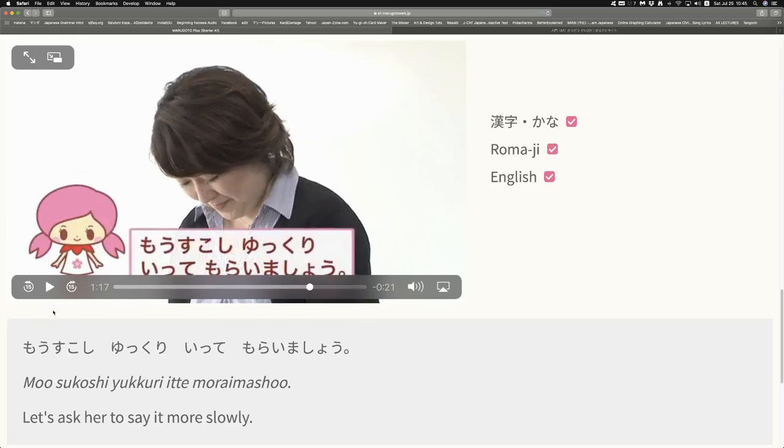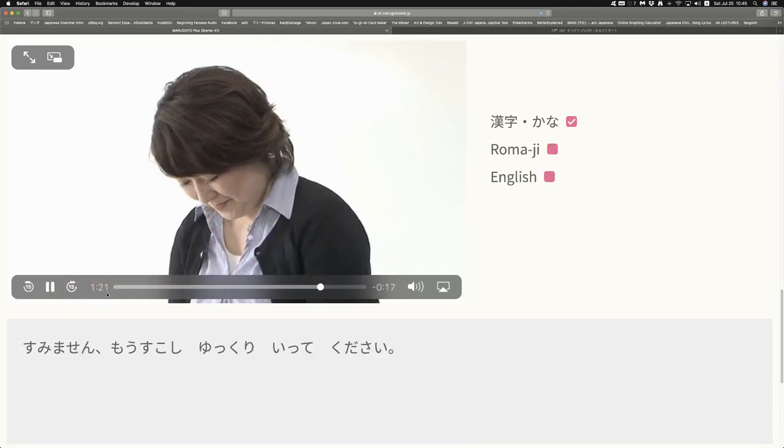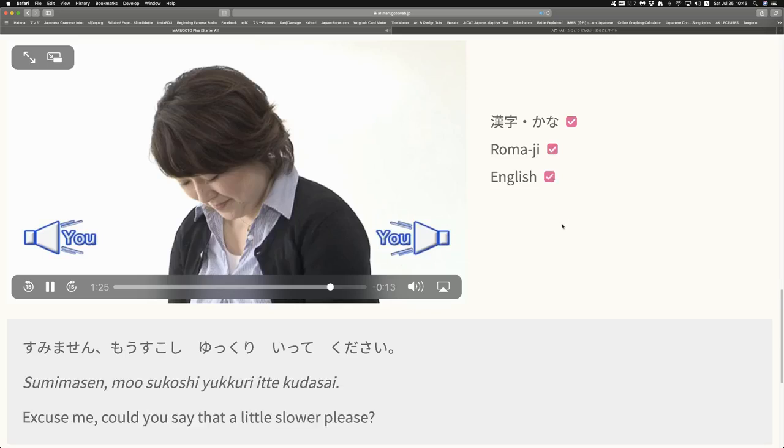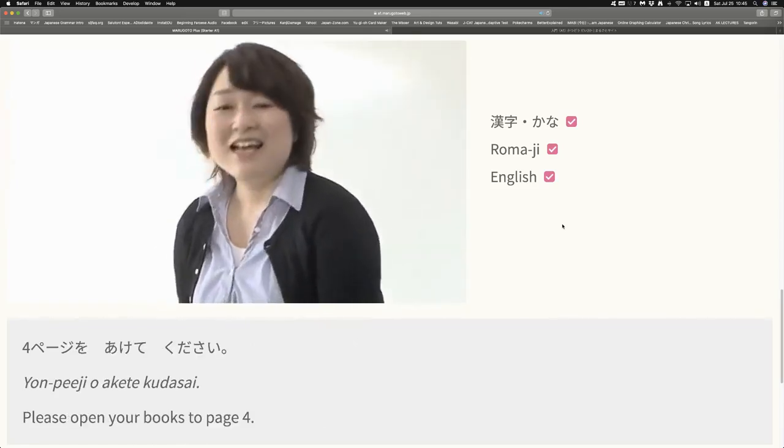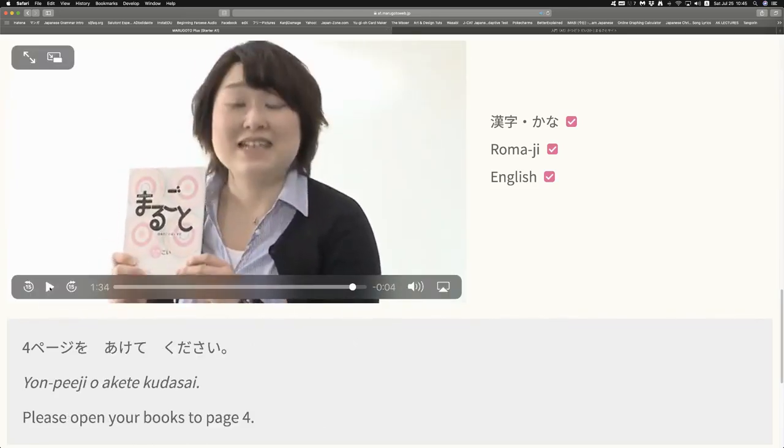Now you try. What is the phrase that means, please say it more slowly? Right? すみません. Excuse me. もう少しゆっくり言ってください. Could you please say it more slowly? はい、わかりました。4ページを開けてください。 Right, again, 4 is 4. Page. So page 4, 開けてください. Please open your book to page 4.